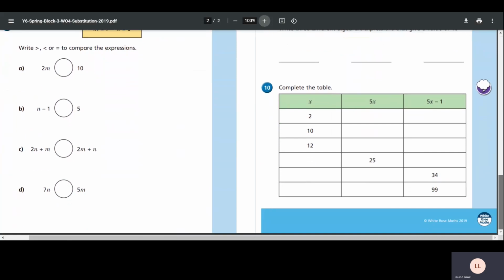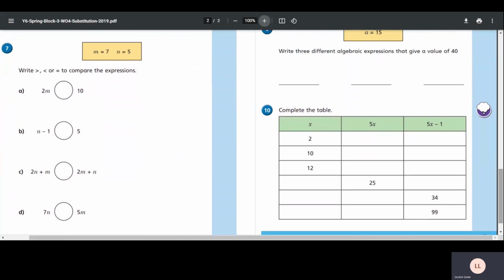Down here again, you've got to decide, let's have a look at A, whether 2M or 2 times M. Now M equals 7 at the top. Okay, so use the box, M equals 7. 2 times 7, you've got to decide whether it's greater than, less than, or equal to 10. Okay, it doesn't matter whether it's M or N. At the top, it tells you what they represent. Okay, so have a look at that one.